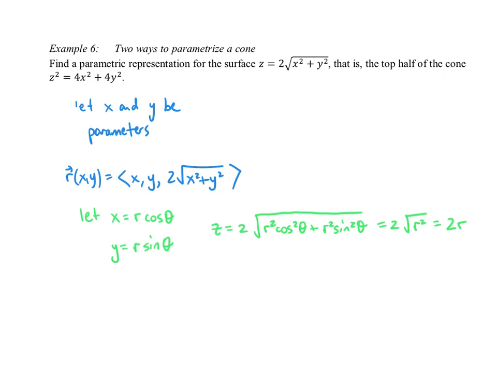Obviously this approach is more complex, but this could be another option where you have the variables r and theta, and again you could change those to u and v or whatever you want, but x is r cosine theta, y is r sine theta, and z is 2r. And obviously it looks very different than the other one, but that would also represent this surface using a vector valued function.